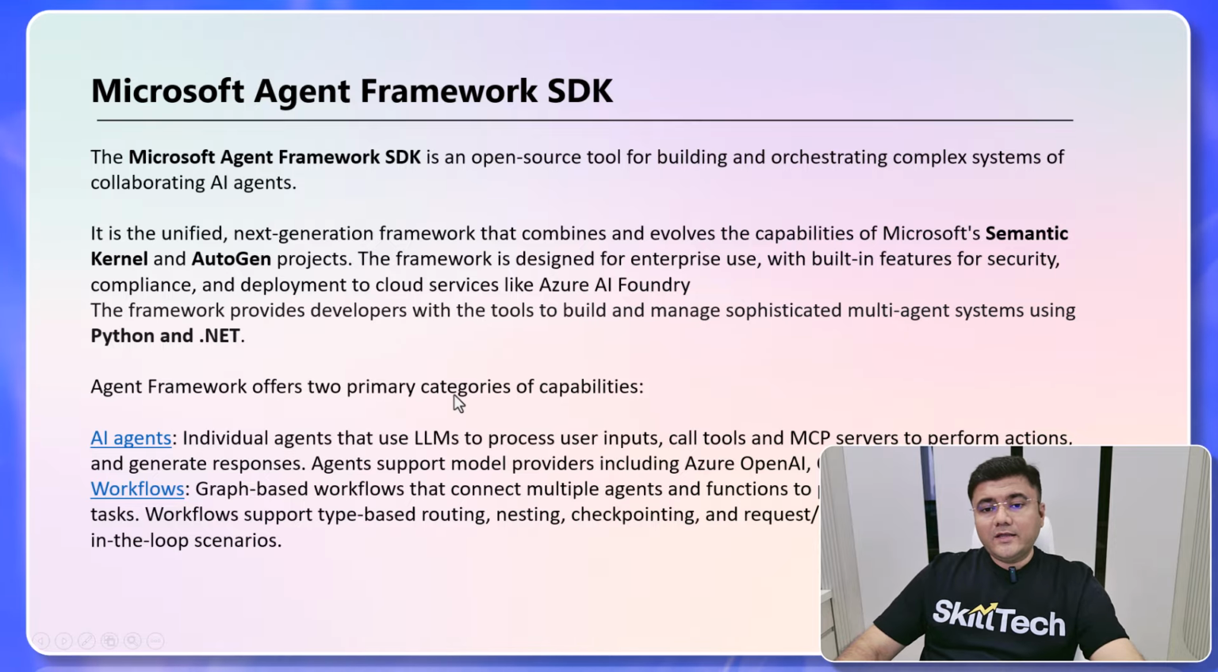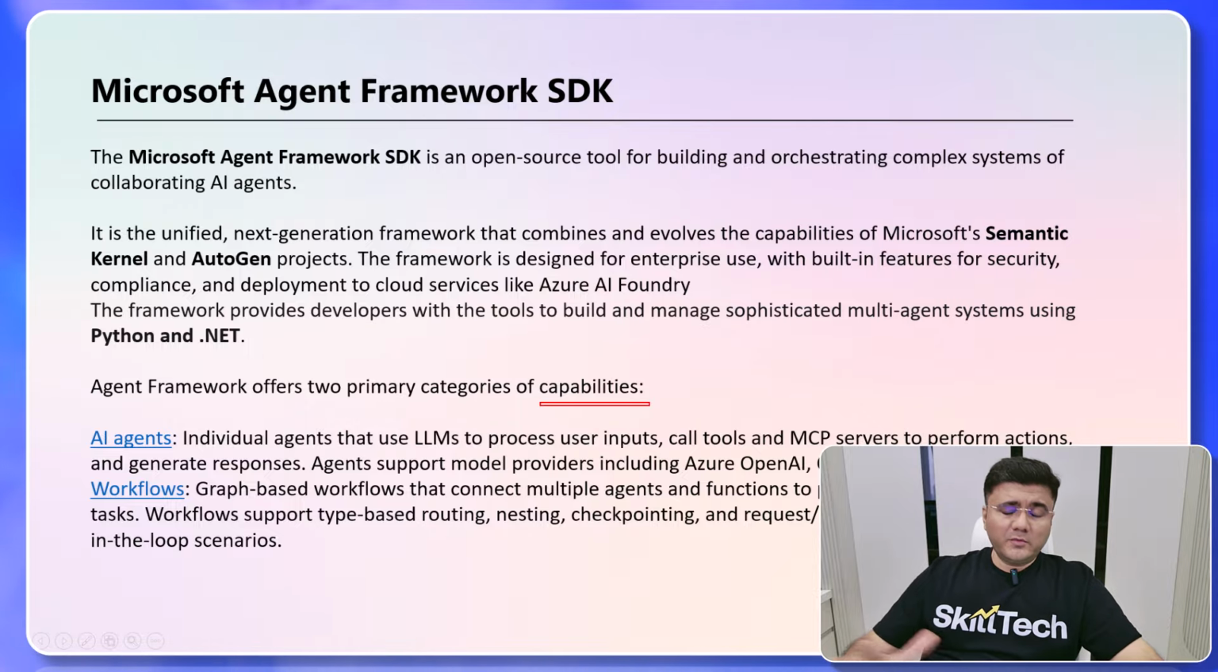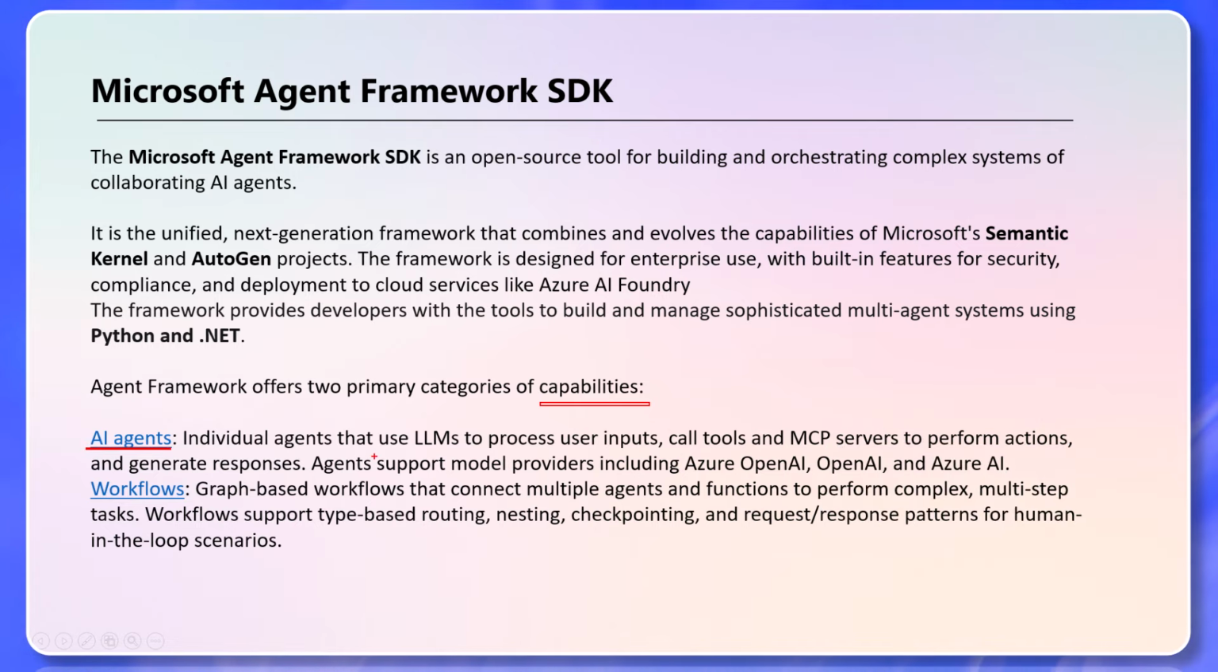One thing I want to highlight here is that Agent Framework offers two primary categories of capabilities. If you ask me what exactly this is doing, it's giving so many features, but from a bird's eye view, it's providing two things. First, it's giving you AI agents, which are individual agents that can use different large language models available in the model catalog of your Microsoft Foundry. And as of now, I think more than 11,000 models are available in that. To process user input, it can call tools and MCP servers to perform actions, and then it can generate responses. Basically, whatever your modern agent can do, it can do all those things.